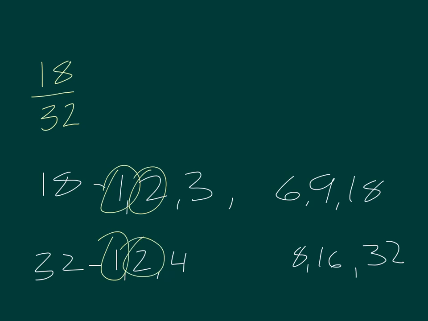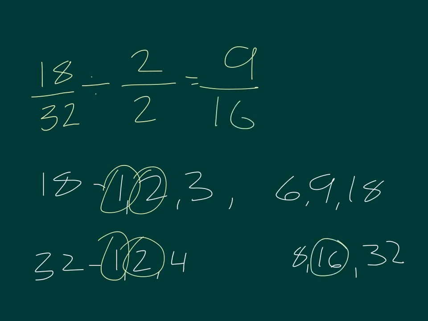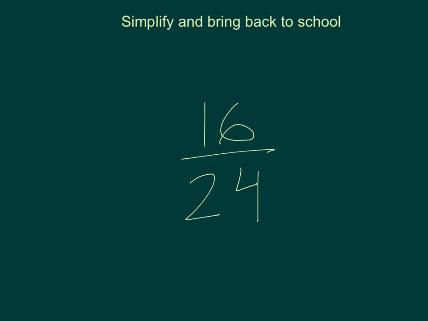So we are going to divide the bottom by 2, and whatever we do to the bottom, we do to the top. 18 divided by 2 is 9. 32 divided by 2, if we look down here, we found out that it was 16. So 9/16 is the simplified version of 18/32. Now, this one that I want you to simplify and bring back to school is 16/24. That is an obscure fraction, kind of a wild fraction, so simplify that down by finding your greatest common factor and then dividing the top and the bottom. And I'll see you tomorrow.